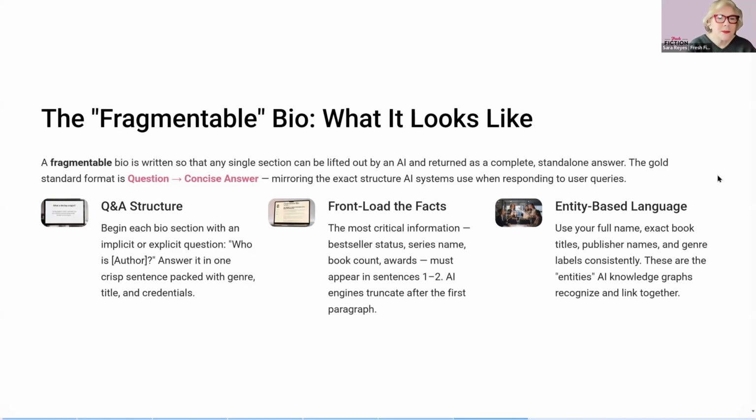Now, what is a fragmentable bio? What does it really look like? It's written so that any single section can be lifted out by the AI and returned as a complete standalone answer. The gold standard is question, concise answer, mirroring the exact structure AI systems use when they respond to user queries.